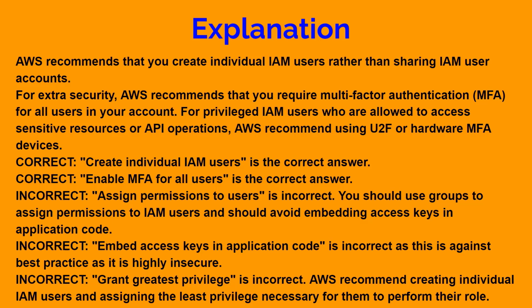Correct. Create individual IAM users is the correct answer. Correct. Enable MFA for all users is the correct answer. Incorrect. Assign permissions to users is incorrect. You should use groups to assign permissions to IAM users and should avoid embedding access keys in application code. Incorrect. Embed access keys in application code is incorrect as this is against best practice as it is highly insecure. Incorrect. Grant greatest privilege is incorrect. AWS recommends creating individual IAM users and assigning the least privilege necessary for them to perform their role.